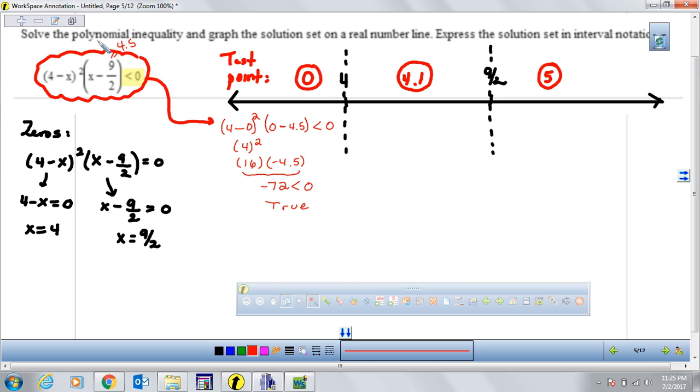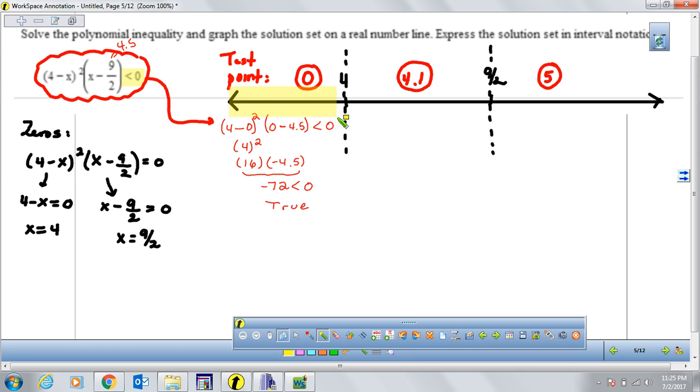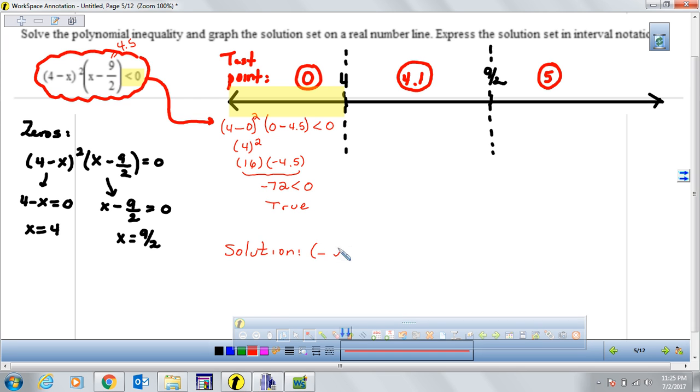Let me tell you what this means. Since 0 makes this inequality a true statement, that means that it is a solution. Since 0 is a solution, that means that if I substitute any number from this interval, from -infinity to 4, any number in this interval is going to be a solution of that inequality. Every value here is going to be true. So on my solution set, I'm going to say that anything from -infinity all the way to 4 is a solution so far.